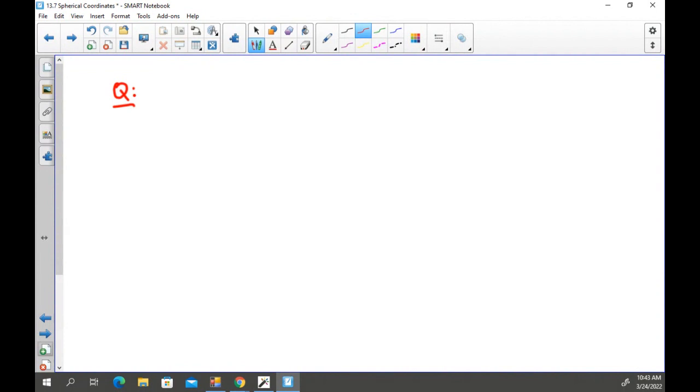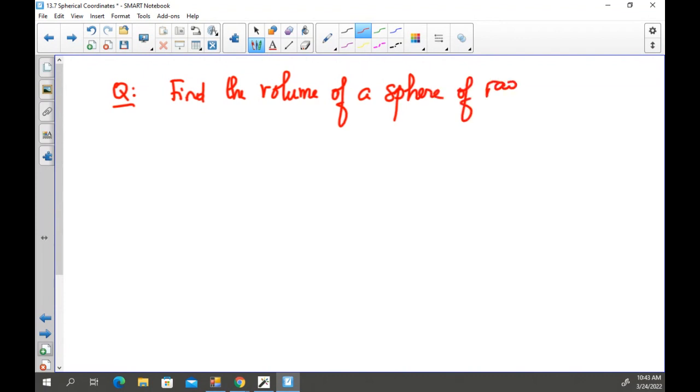So here is a question. I want to find the volume of a sphere of radius r, say. r could be 3, 4, 5, doesn't matter. So I want to use these spherical coordinates to find the volume. By the way, do you remember the formula for the volume of a sphere of radius r? If I give you a sphere of radius 2, 3, 4, what is the volume of that sphere? Do you know the rule?